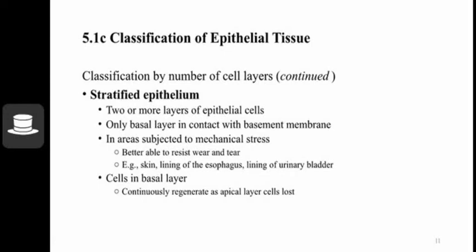Stratified epithelia, on the other hand, can be 2 or more layers of cells. Only the basal layer is in contact with the basement membrane, and we have this in areas that are subject to mechanical stress. So those layers can resist wear and tear, or if they get knocked off or rubbed off or bumped off or something, then because of the high rate of regeneration of epithelial tissue, we can just grow more and cover the area up again.